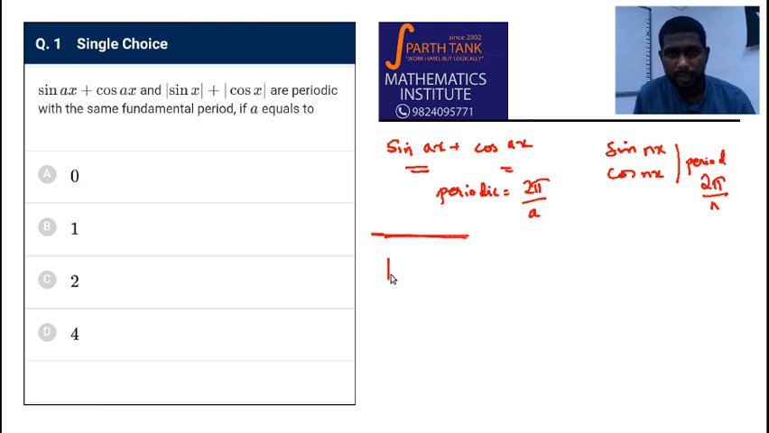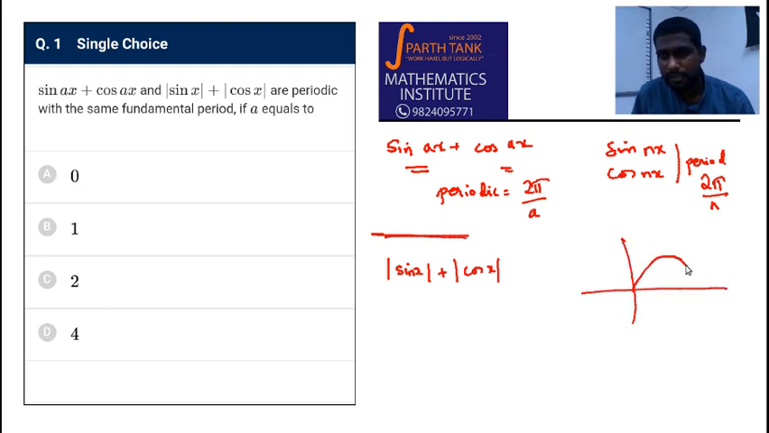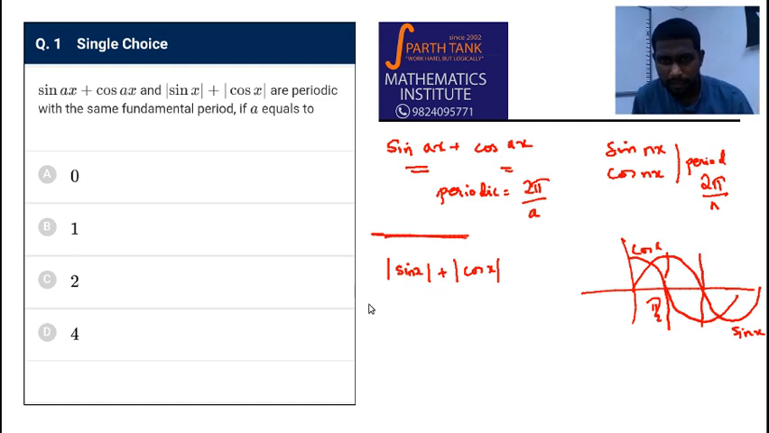What about mod sin x plus mod cos x? Now we know that the graphs of sin x and cos x are like this, right? This is sin x and cos x starts from here, and at 90 it becomes 0, right? So for cos x, there is a change at pi by 2. So here, what would become is mod of cos x, so its negative would come. Let us see that technically here.